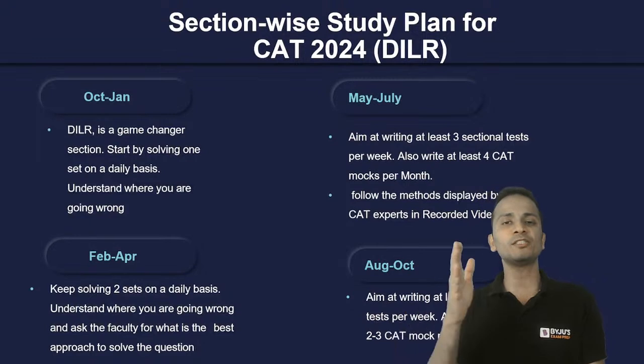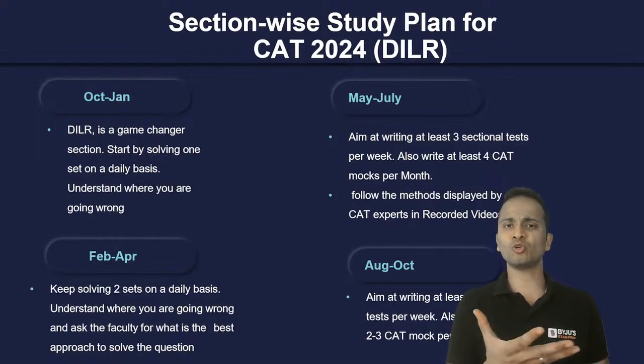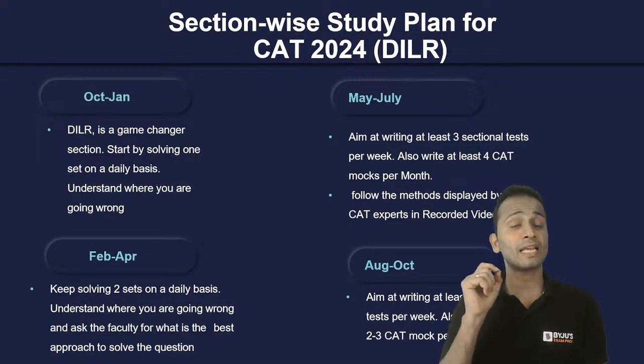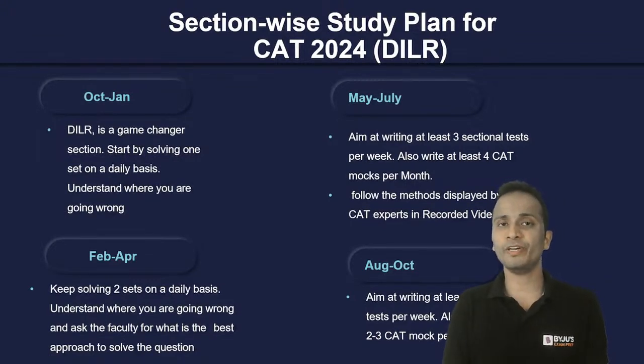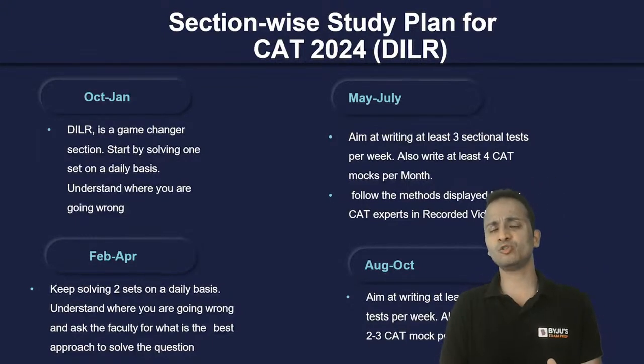Now the next period is May, June, July. Aim at writing at least 3 sectional tests per week. Also write at least 4 CAT mocks per month, like I told you in VARC. Follow the methods displayed by our CAT experts in our recorded videos. Yes, we have plenty of recorded videos that will be available to all of you.